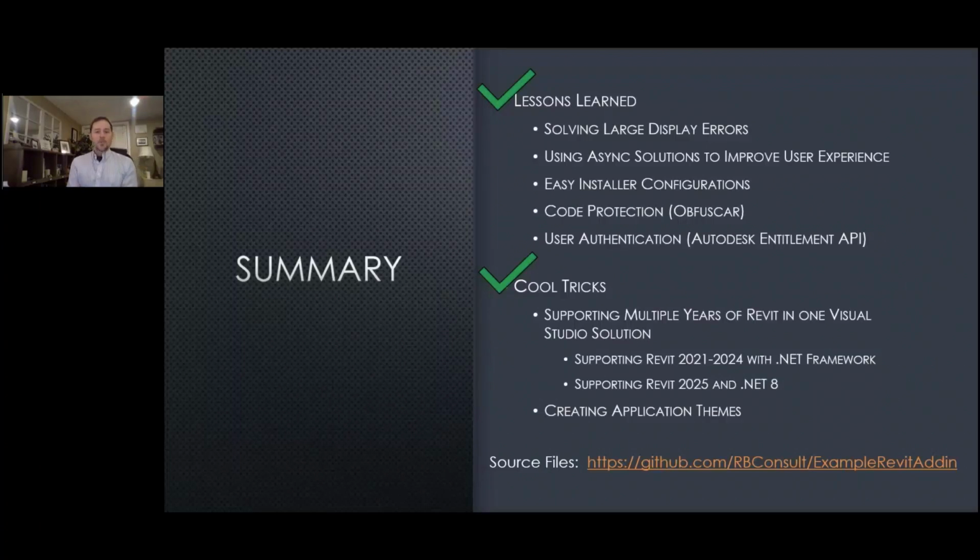Okay. That was a lot. I talked straight for a long time. Here are the lessons learned. We talked about large display error. We talked about best practices with improving the user interface by using async solutions and background workers. There's a pre-configured installer in there that I suggest you really tear apart. We talked about obfuscating code and what it's like to use the entitlement API, and then a couple cool tricks. One application, one solution to be able to handle multiple years of Revit, especially with the 2025 .NET 8 split, and then a couple application themes. So, source files are up on my personal GitHub account, which anyone's welcome to download and play around with.